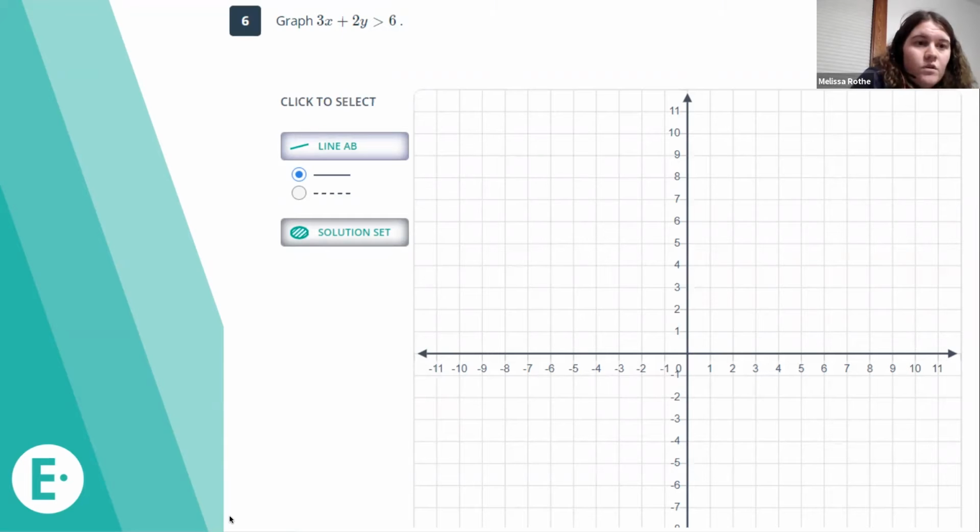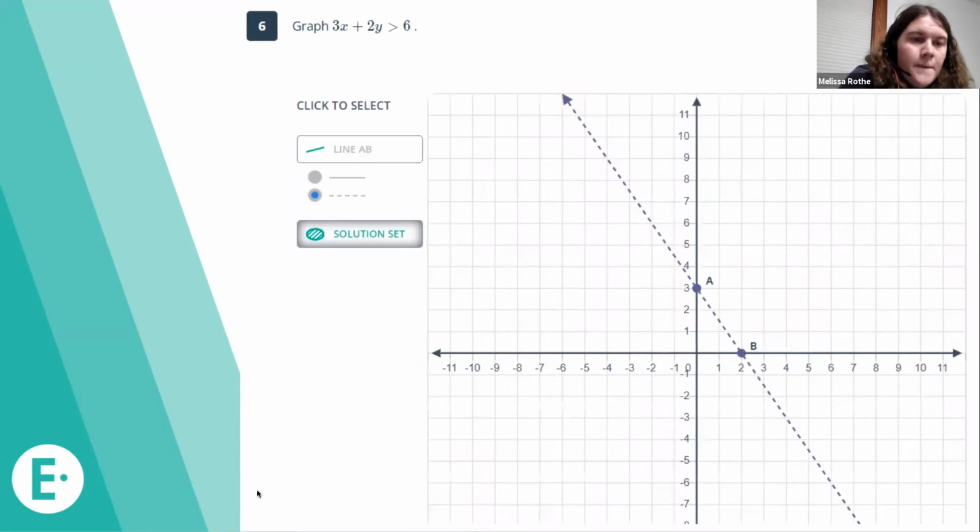So the students would go and select the line that they want, the solid or the dotted. And if you go to the next slide, they would graph that on the coordinate plane, and then they would have to decide where the solution set would be. And after they do that, they click on solution set, and they click on the left or right hand side that they would like to be shaded.